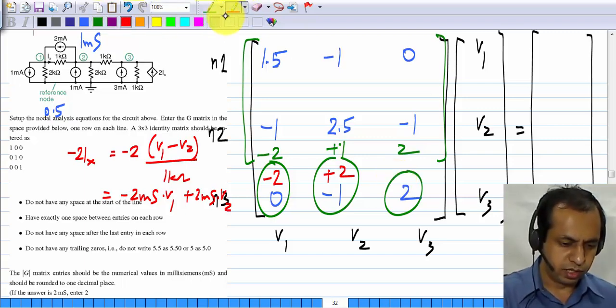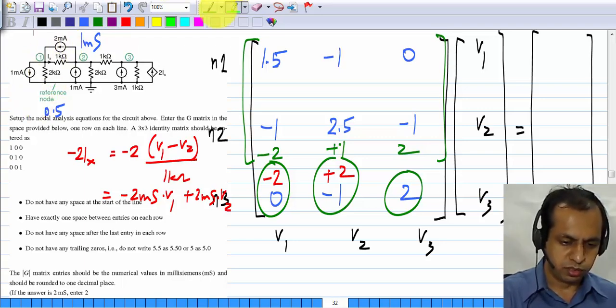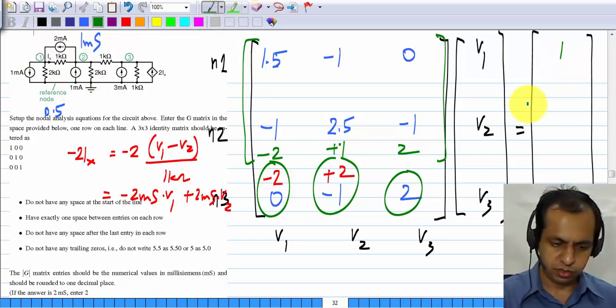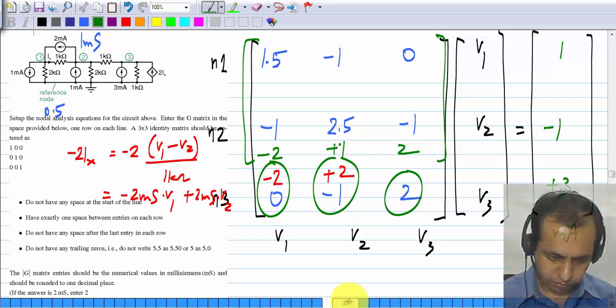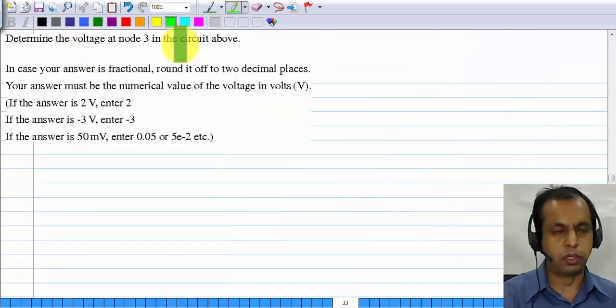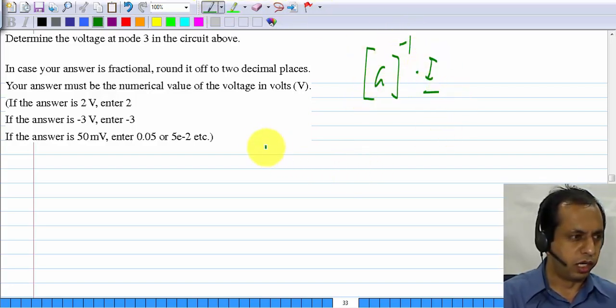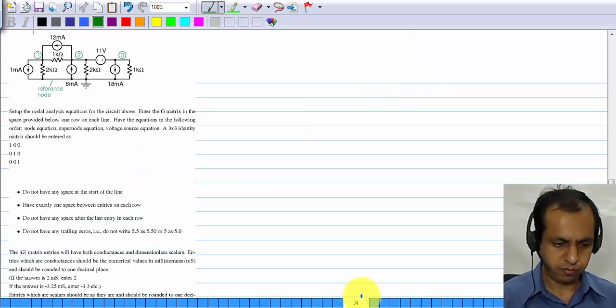The right hand side, again quite simple. The total current coming into node 1 is plus 2 minus 1, so that's 1. Total current coming into node 2 is plus 1 minus 2, so that is minus 1, and into node 3 is plus 3. All of these are in milliamperes. And you have to find the voltage at node 3. Again, all you have to do is solve for it, G inverse times I, and the voltage at node 3 turns out to be 2.35 volts.